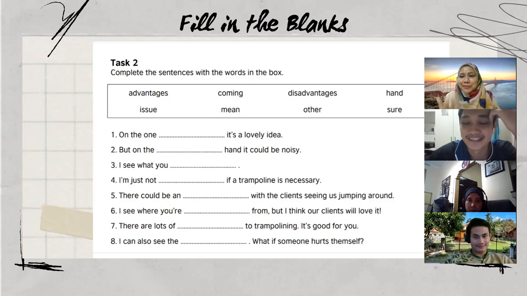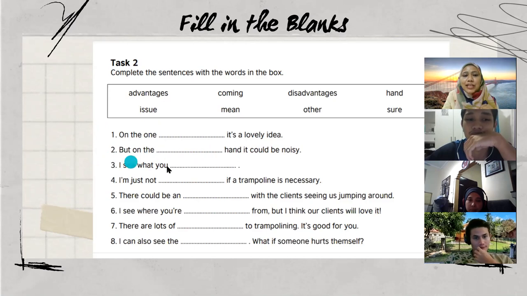So when you're comparing something, if you say it has an advantage, it also has a disadvantage. So here you would say on the one hand. Yes, hand. So you would say on the one hand is a lovely idea, but on the other. Good. So when there is one idea, you're comparing them straight away. On the one hand, it's a lovely idea, but on the other hand, it could be noisy. So that's the trampoline.